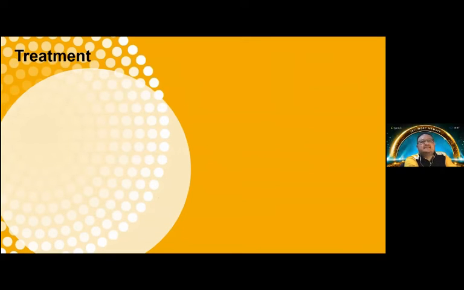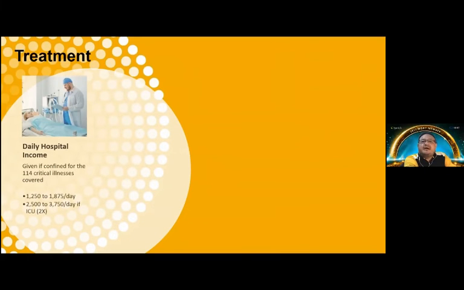Okay, sige. So next, meron din tayong mga treatment benefits. The first one is the daily hospital income. So if the client is confined sa hospital for any of the 114 critical illnesses covered, ito yung mga benefits na makukuha niya. 1,250 per day to 1,875 per day. Ano yung 1,875? Yan yung cancer. Kasi di ba sabi natin, pag cancer siya, plus 50%. So 1,250 plus 50%, that's 1,875.